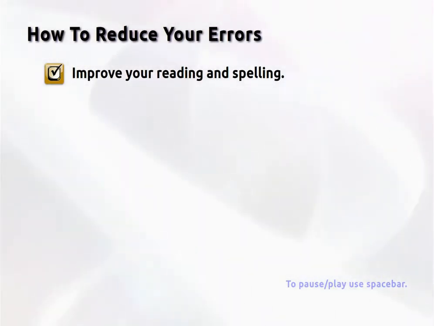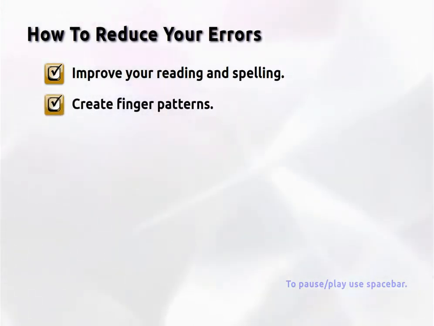Next, take note of how words are spelled, because this will help create the finger patterns necessary for fast and accurate typing. A finger pattern is a series of keystrokes that make up an individual word. As soon as your mind sees the word, it knows whether a finger pattern exists in your memory and uses that to immediately type the word automatically.